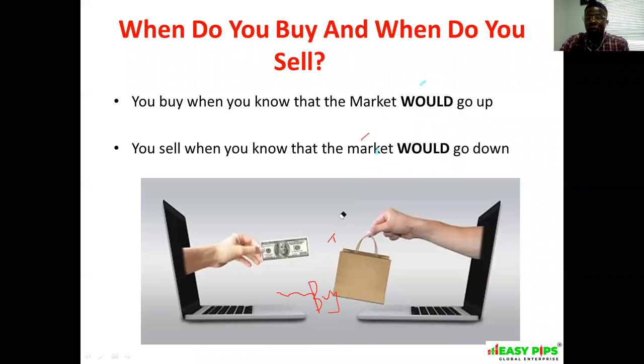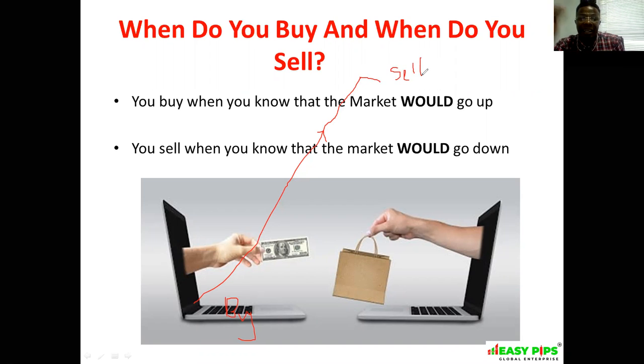Now you also sell when you know that market would go down. Let's say the other time you bought, and you did another analysis and you notice that market would soon start selling. You know that market would go down. So what are you going to do? You are going to sell at a high price. So eventually when market changes direction and starts moving down, you'll be in massive profit.